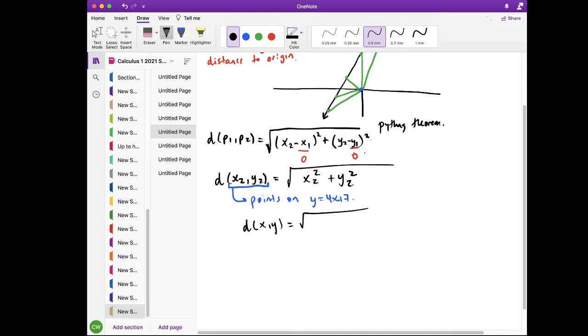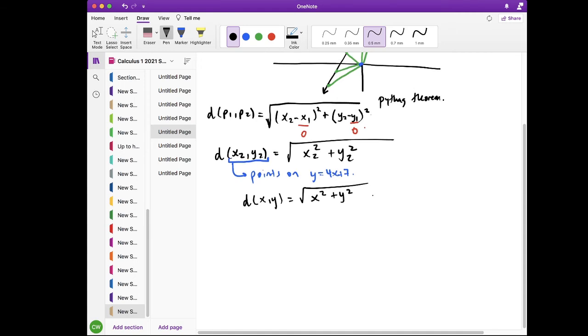How do you simplify this? Right, it's two variables and you want one variable. So the hint is that x and y are points in the line y equals 4x plus 7. Exactly. What is y? Well, it's just 4x plus 7.